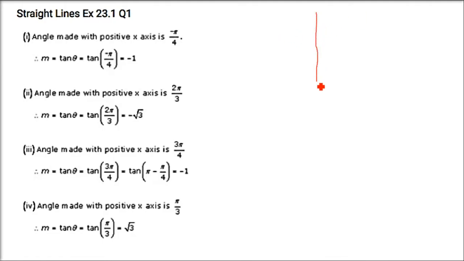So what does it mean when we have a coordinate axis? Whenever we have a line, this is the positive direction of the x-axis. This is given in the question, so we have to find the slope or gradient. It's simply the trigonometric tangent of this angle, so we have to take tan of this.